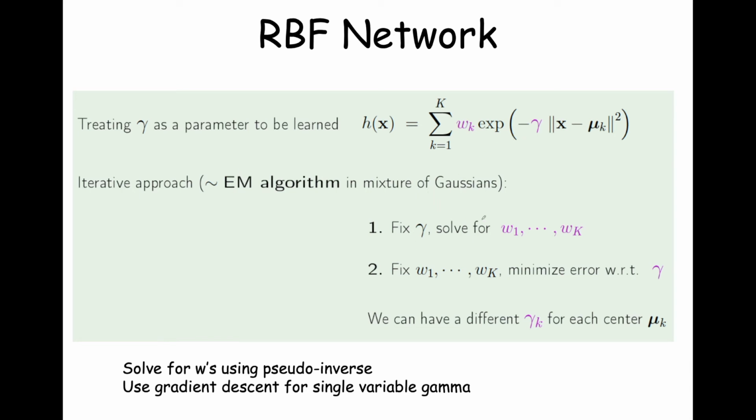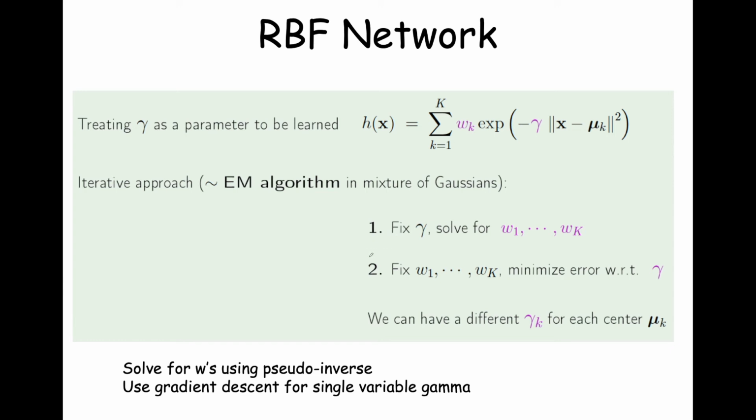Okay, so what do we do here? First thing we do is we fix gamma, and then we solve for our W's using the pseudo-inverse. And then once we solve for our W's, we then fix our W's, and then we use those fixed W's in this new version of the expression to minimize the error with respect to gamma. And then we keep alternating back and forth until we get convergence.